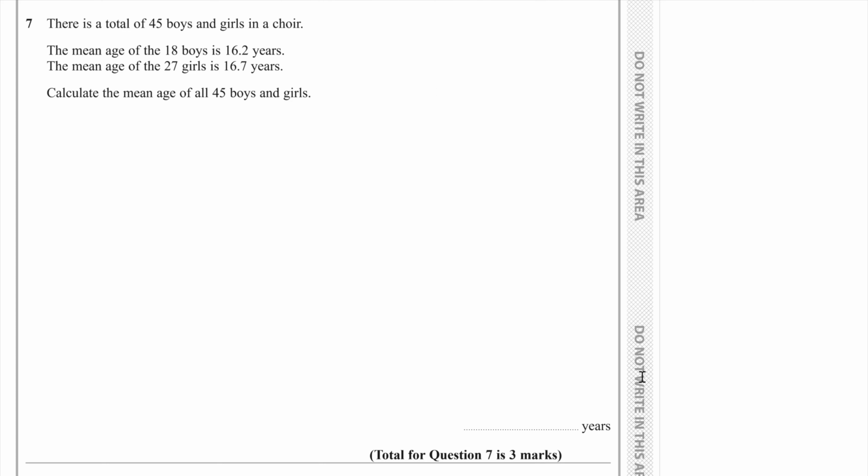Question 7. There is a total of 45 boys and girls in a choir. The mean age of the 18 boys is 16.2 years. The mean age of the 27 girls is 16.7 years. Calculate the mean age of all 45 boys and girls.